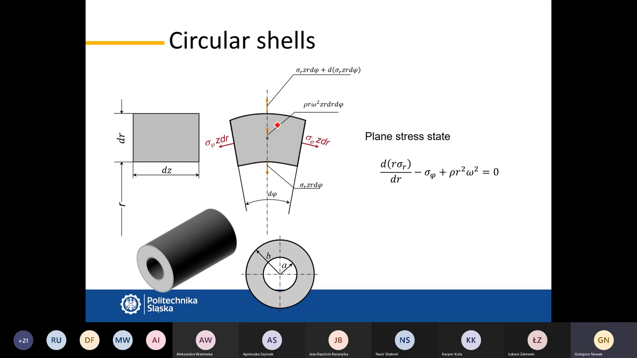So in general, mass: z r, dr, d phi is the volume, times rho is the mass. So mass times radius times omega squared, so the angular velocity. How quickly it rotates will affect, of course, the stresses in the material.